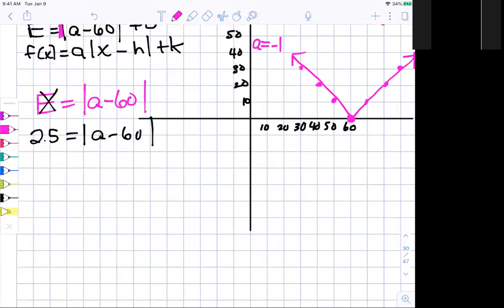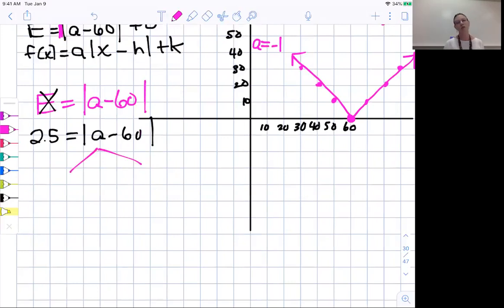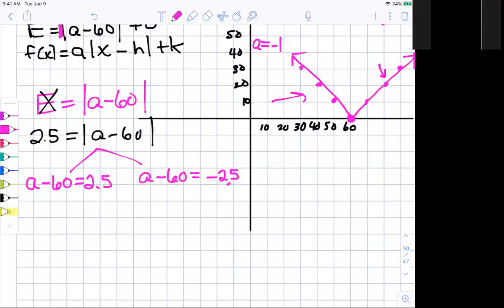Add 60 and get it by... We would add 60, but I need to do something to make two equations. And that accounts for the positive and negative slope of our graph. So I'm going to get rid of those bars because we can't solve for A with bars around it. We have to isolate A, get rid of those bars. So one of them stays as A minus 60 equals 2.5. That accounts for the positive side of the graph, the positive slope. And then the other side, I would say A minus 60 equals negative 2.5. That accounts for the negative side of the graph. That's why I have these two equations, because my graph has two sides.